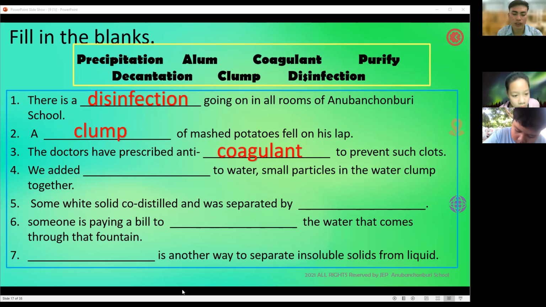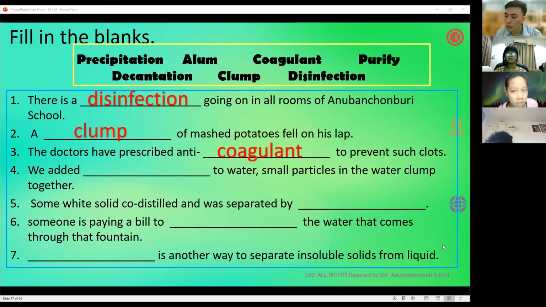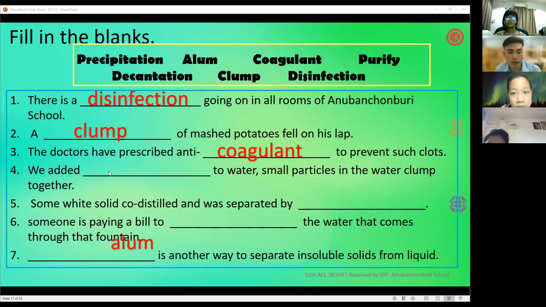Okay, so what's the answer here? Alum. Who answered alum? Number 31, Paradi. Okay, can you read, Paradi, the sentence with the correct answer? We add alum to water. Small particles in the water clump together. Okay, very good. Thank you.